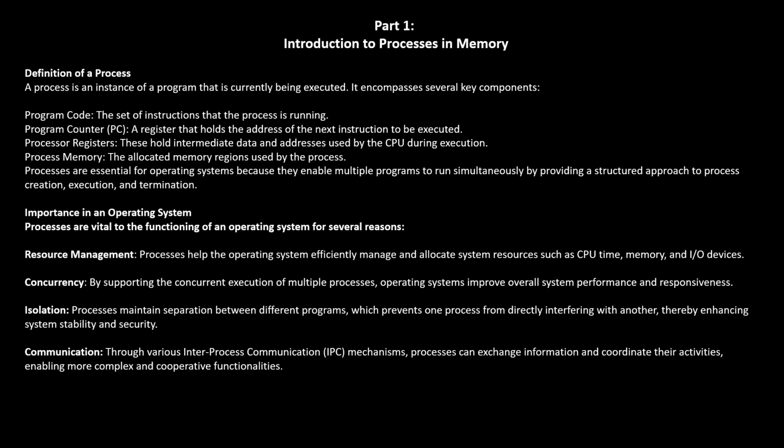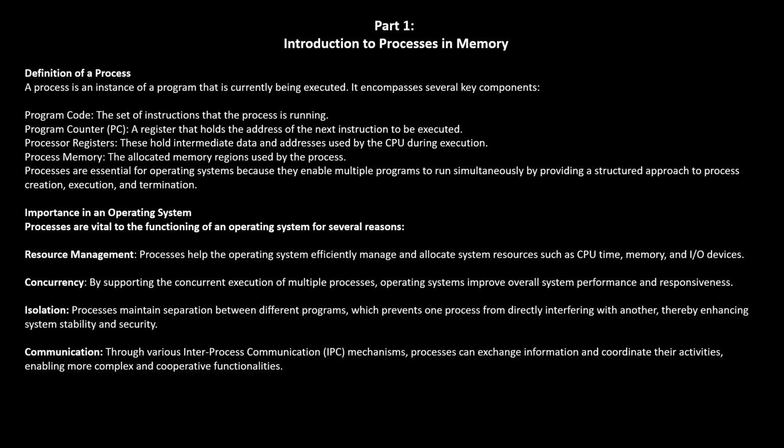Process memory. The allocated memory regions used by the processes. Processes are essential for the operating system because they enable multiple programs to run simultaneously by providing a structured approach to process creation, execution and termination.